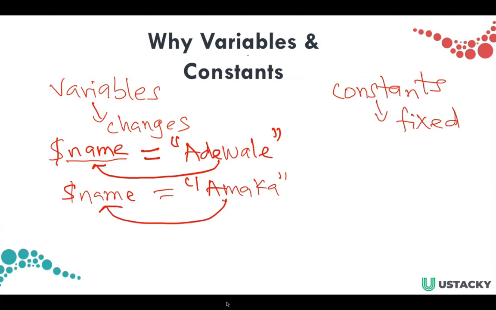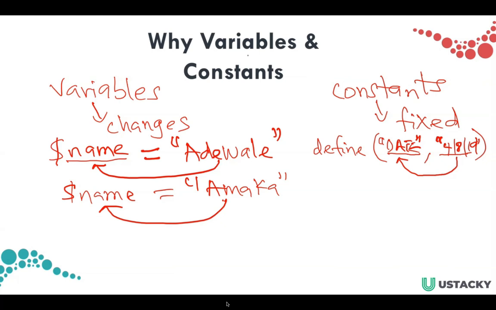For constant, it is fixed. Once it is defined, you cannot change the value again. And in PHP, it is written as define. This is the container name. And this is the value, the data that is being attached to the container. For example, if you want to store the resumption date in a school, something like date, so this would be the value, the data being assigned to this container. So maybe you have something like 4/8/2019. In that case, this is the data and this is the container. You are assigning the data into this container. Later in the future, this cannot be changed because this is a constant.